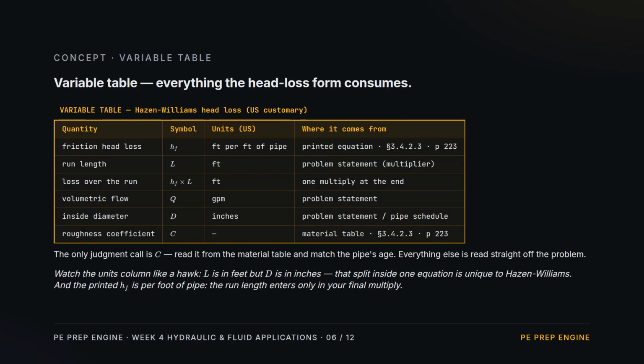The variable table: H sub F comes out of the printed equation in feet per foot of pipe. The run length is your multiplier at the end. Flow in GPM, diameter in inches, and C from the material table. Matching the pipe's age is the only judgment call on the slide.